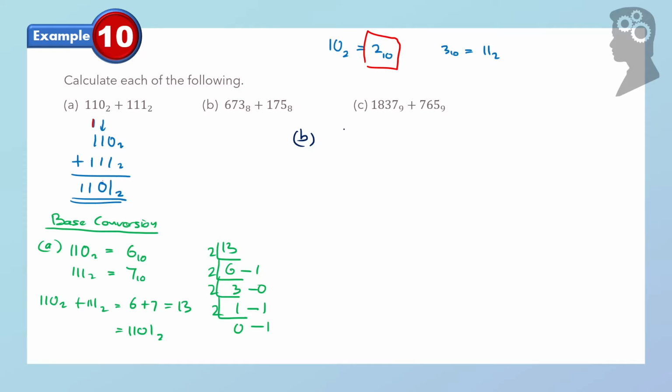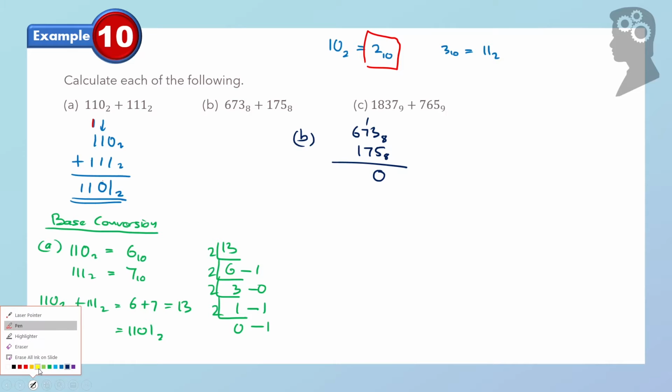Alright. This is again another direct method, direct addition. 673 base 8 plus 175 base 8. To add them together, the first one, 3 plus 5 is 8. Digit 8 is not allowed in base 8, so that means 8 must be a 10. You just put 0 here and put 1 on top of 7 here. Then you add them together again.